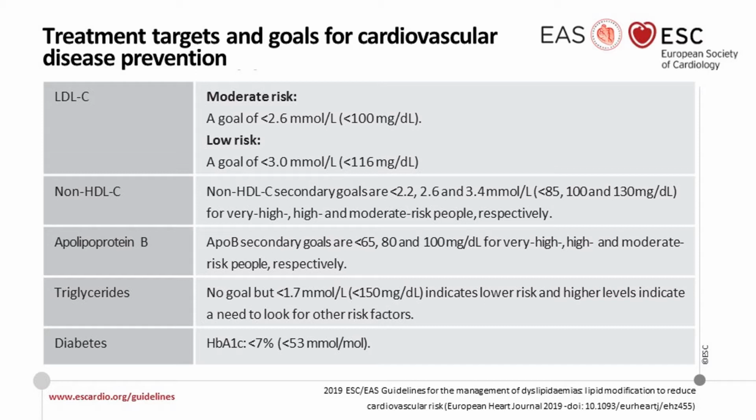Okay. The apolipoprotein B secondary goals are: in patients with very high risk, the score should be less than 65 milligram per deciliter. In patients with high risk, it should be less than 80, and in patients with moderate risk, it should be less than 100 milligram per deciliter. Triglyceride is not the primary goal for intervention for cardiovascular disease prevention, but its goal may be kept less than 150 milligram per deciliter. If the patient is diabetic, you have to keep his hemoglobin A1C less than 7%.